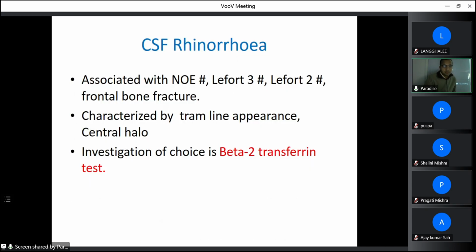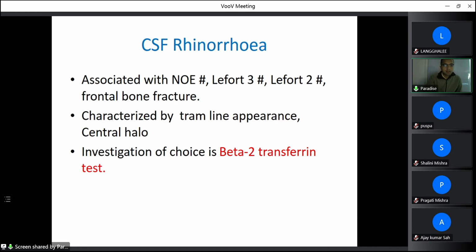Now, CSF rhinorrhea is associated with either NOE fracture, Le Fort 3 fracture, Le Fort 2 fracture, or frontal bone fracture. It is characterized by tramline appearance or central halos. Tramline appearance means there will be alternate lining of clotted blood as well as clear CSF fluid. Central halo will be present usually on the pillow. The clotted blood will be present in the central region, and in the periphery it is surrounded by clear CSF fluid.